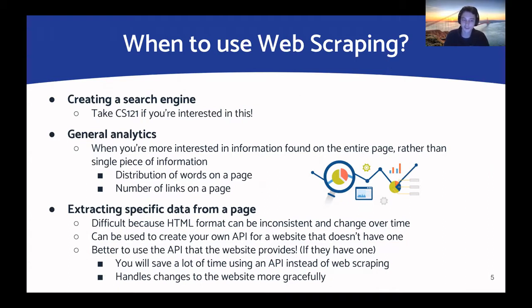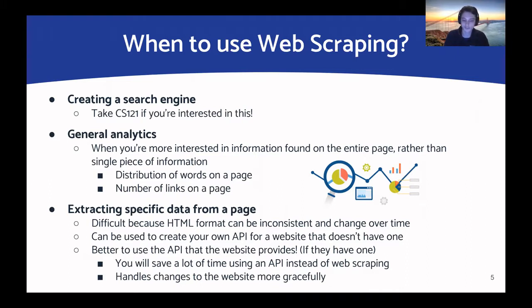If you're interested in making your own search engine and learning more about web scraping, I recommend that you take CS 121, which is an upper div. You have a project where you create your own search engine and learn more about how that works. And then another use case would be general analytics. Maybe you want to find information about the distribution of words on a page, how many times a certain word is used, or the number of links on a page, just general analytics that could be useful in checking out a competitor or anything like that.